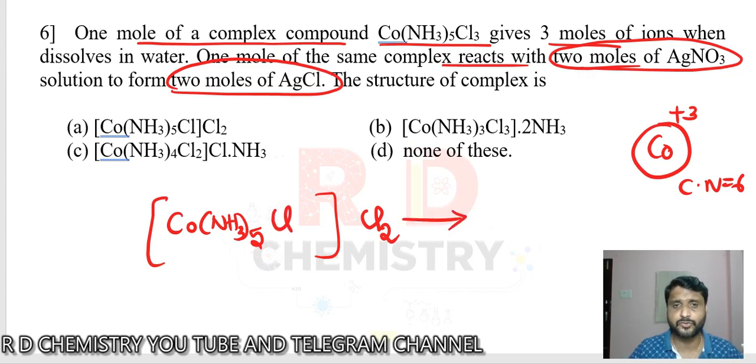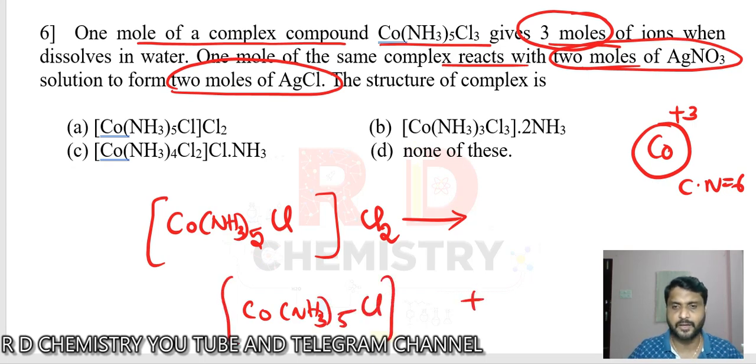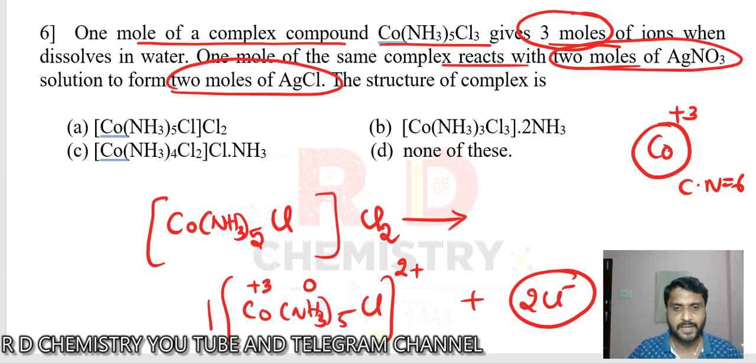Now when this dissociates, I should get 3 moles of ions, as mentioned. So this gives [Co(NH3)5Cl] and outside the square bracket I should have 2 chloride ions. This is the one complex ion, and since the total charge of the 2 chloride ions is minus 2, this should have a plus 2 charge. Because cobalt is plus 3, ammine is a neutral ligand, and chloride is minus 1, it becomes plus 2. So this should be the answer. Clear? So the answer is option number A, right?